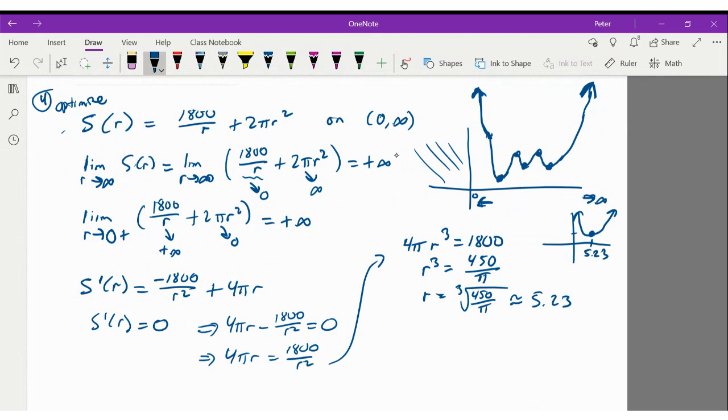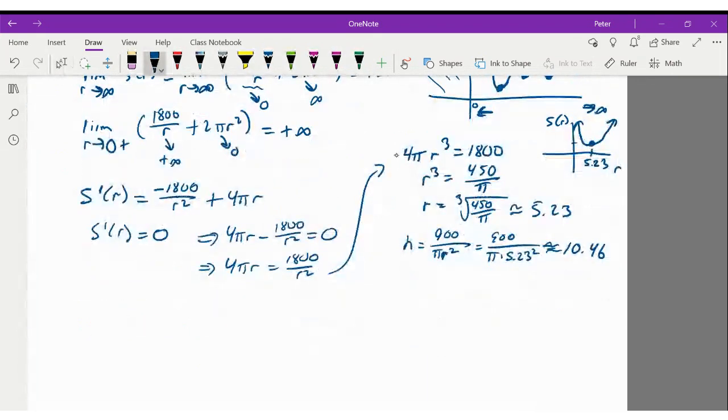Remember, this was the surface area function. Surface area is a function of r. So recall that h we determined was 900 over pi r squared. So that's going to be 900 over pi times 5.23 squared, which is approximately equal to 10.46. So what we want to do is build a can. Like that.